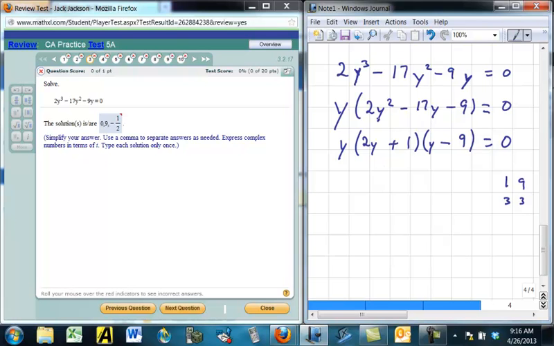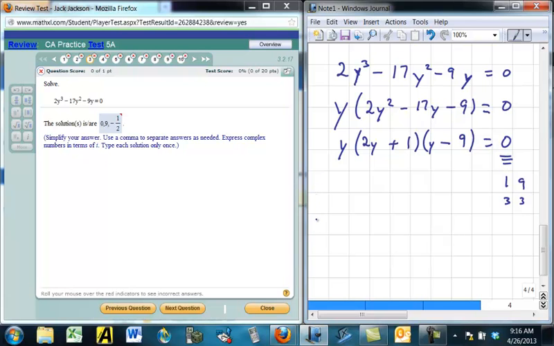2y times y is 2y squared. 1 times negative 9 is negative 9. Doing FOIL here. Negative 9y times 2y is negative 18y, plus 1y is negative 17y. Then distribute the y, and we're back to where we started. So now I have a bunch of things multiplied together that are equal to 0. It's very important that it is 0.